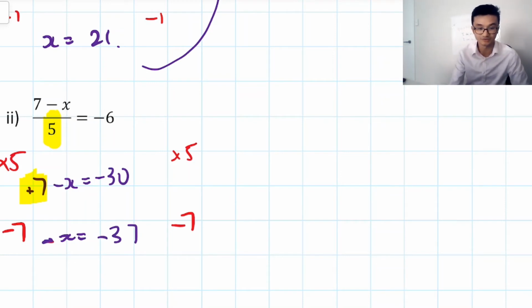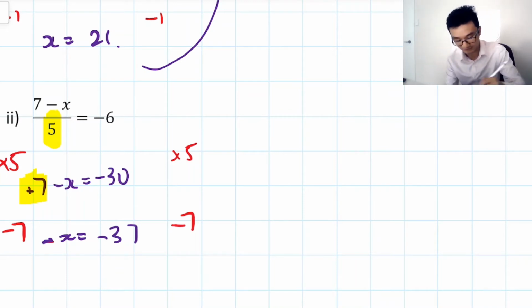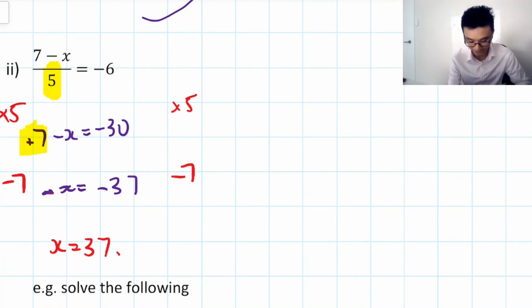And so the last step is, well, you can think about this in two ways. If negative x is equal to negative 37, then x is just equal to 37. If you want an operation attached to that, you can think of just multiplying both sides by negative 1.